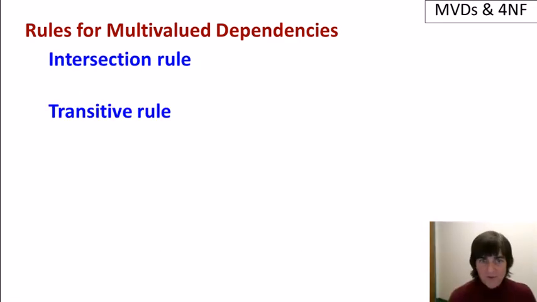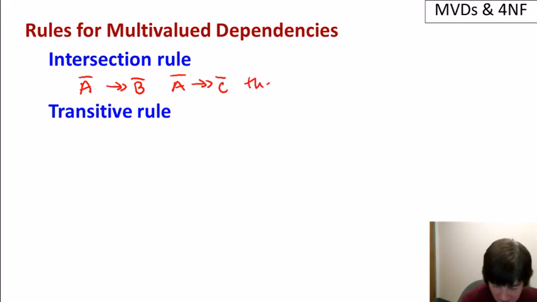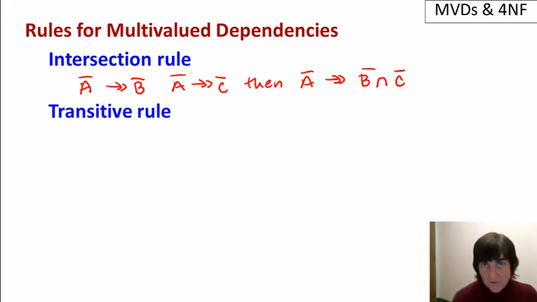Here are a couple more rules for multi-value dependencies that you can prove for yourself if you're so inclined. The first one is the intersection rule. It says that if we have A multi-determines B and A multi-determines C, then we have A multi-determines B intersects C. The transitive rule is slightly different from exact transitivity.